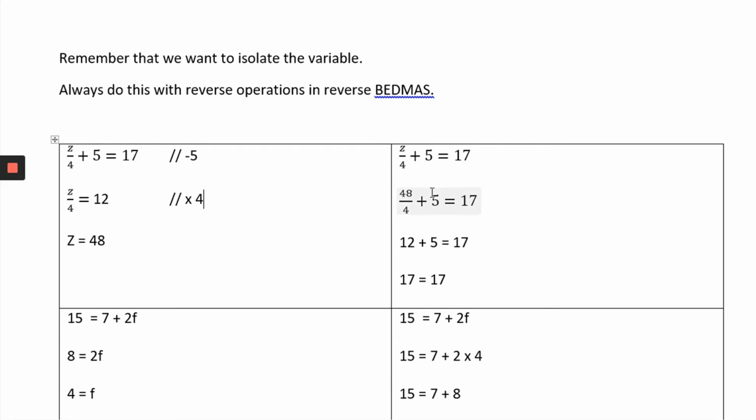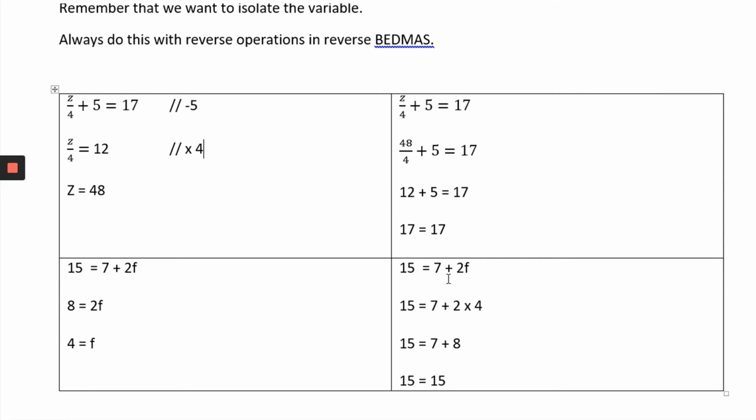I've also shown over here how I go about making sure that I got the right solution. So I take my 48 value that I got for z and I put it in the place of z, which you can see here. Now that we are no longer isolating a variable, we're in normal BEDMAS, so we'll do the dividing first. That gives us 12 plus 5, and there we have an equality. We know it worked.